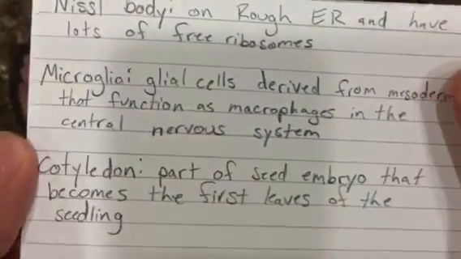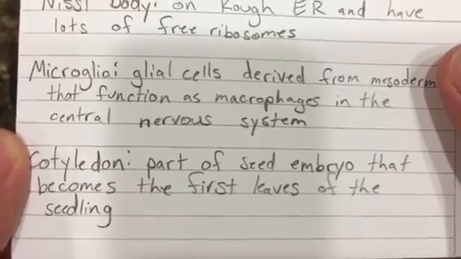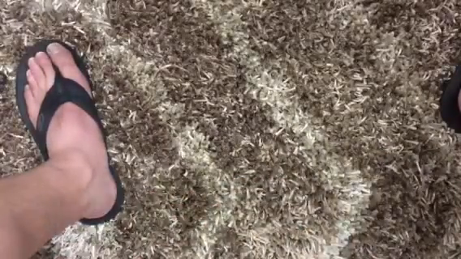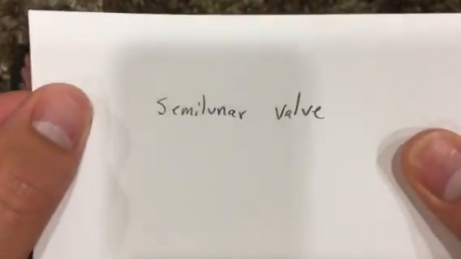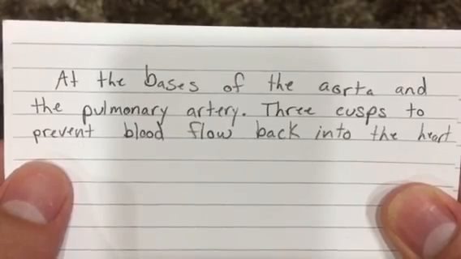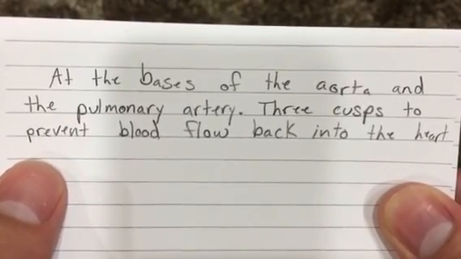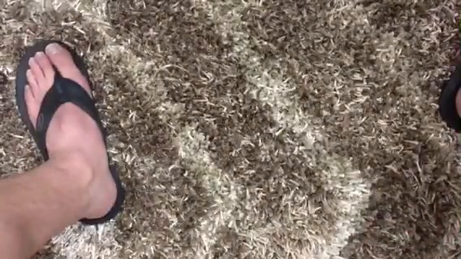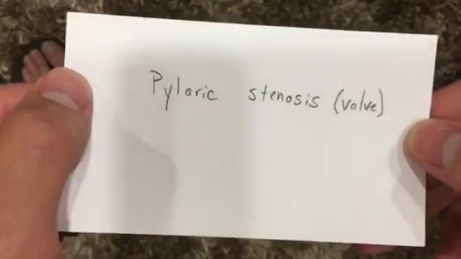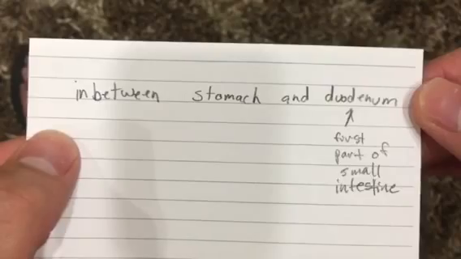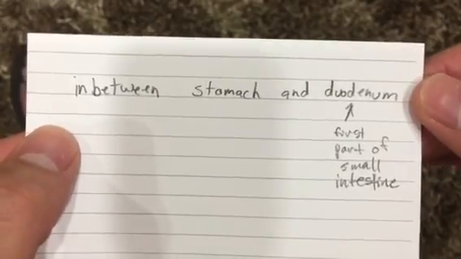Cotyledon, part of a seed embryo that becomes the first leaves of the seedling. Semilunar valve, at the bases of the aorta and the pulmonary artery, 3 cusps to prevent blood flow back into the heart. Pyloric valve, in between stomach and duodenum, first part of the small intestine.